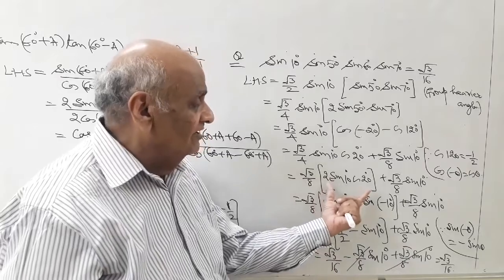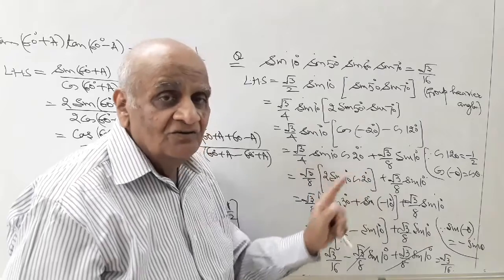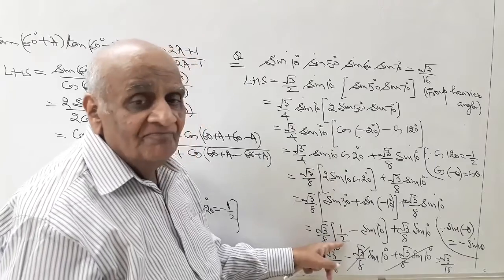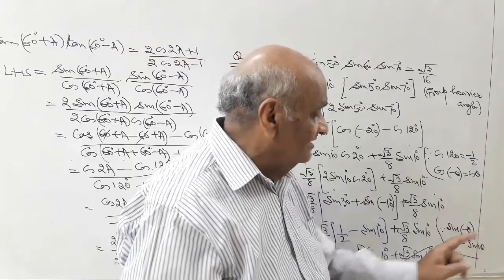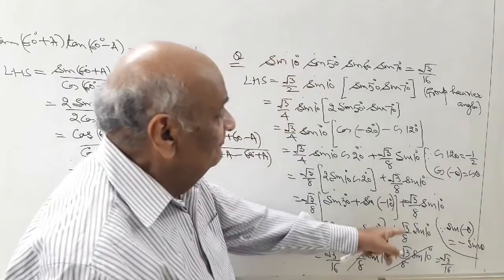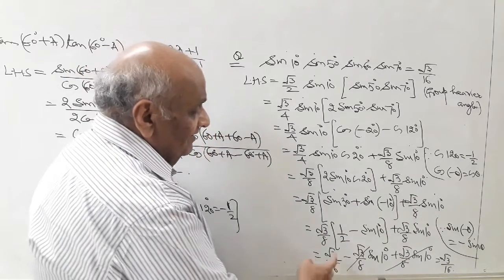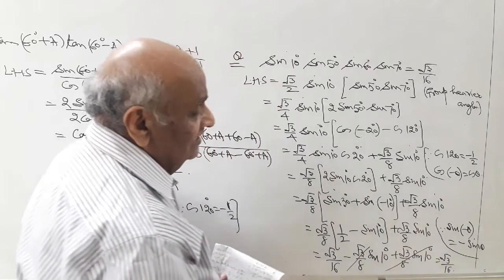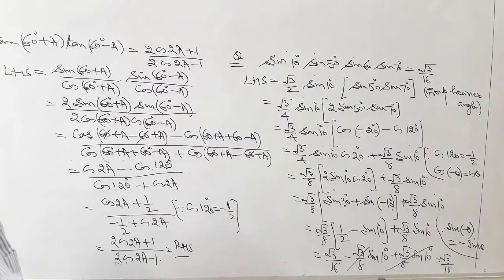I will not change the order. I will never say you put cos 20 first, sin 10 next. No, as it is. So it is sin 30, half, and it is sine of minus theta. Sine of minus theta is minus sine theta. Apply here. This term will be as it is. So we have under root of 3 by 16 minus under root of 3 by 8 sin 10, under root of 3 by 8 sin 10. This will cancel out and that means just under root of 3 by 16. This is the value for this.